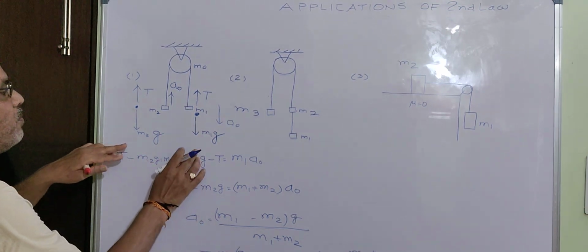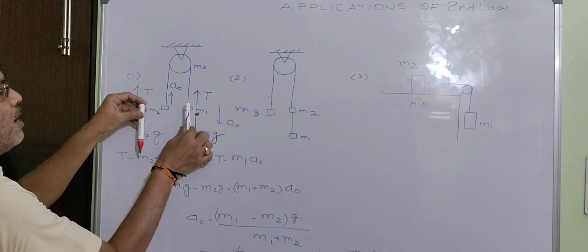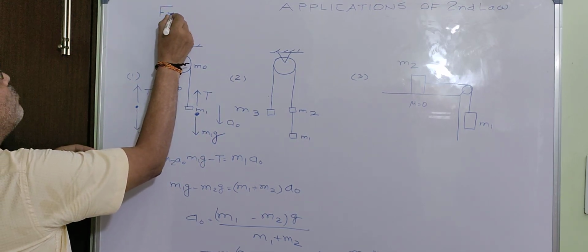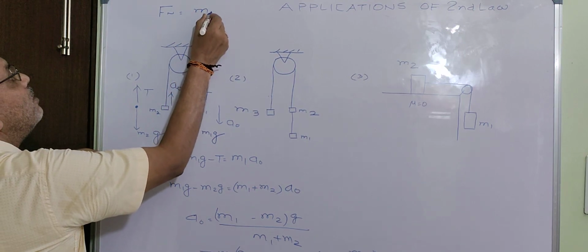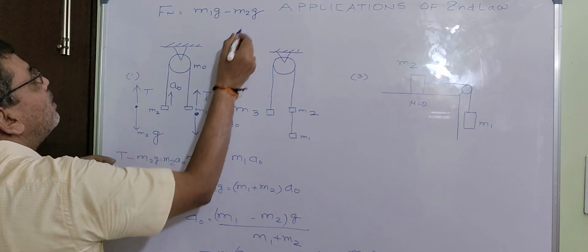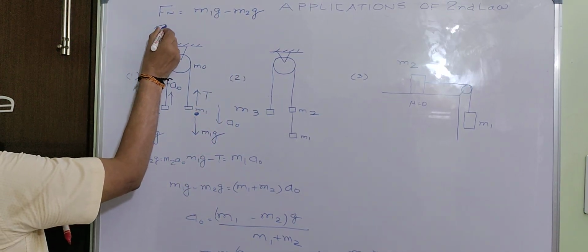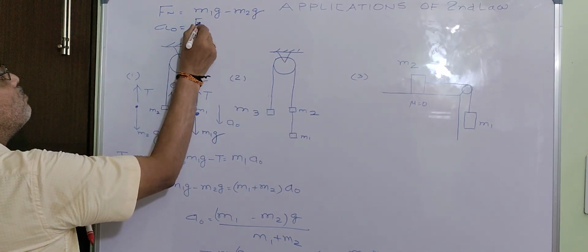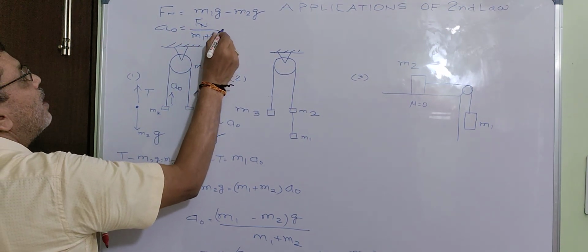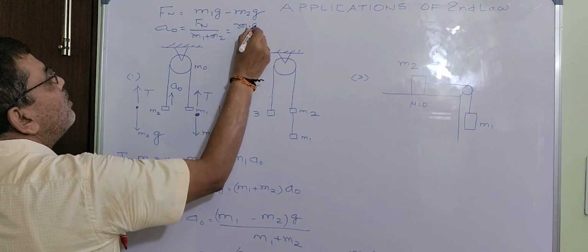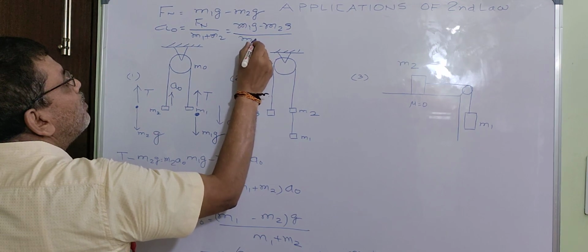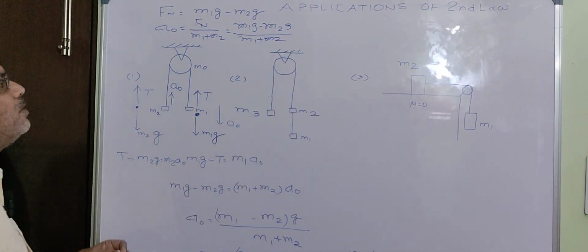So if you observe here, since two forces are there, M1G and M2G, in the first case the net force will be M1G minus M2G. Now acceleration will be given as that net force by the total mass M1 plus M2, so I can write M1G minus M2G by M1 plus M2. Directly you can write down the acceleration.